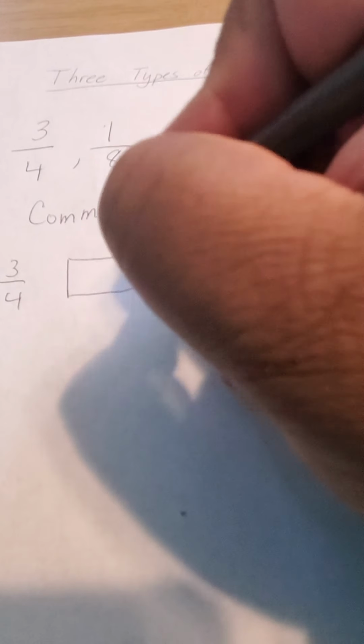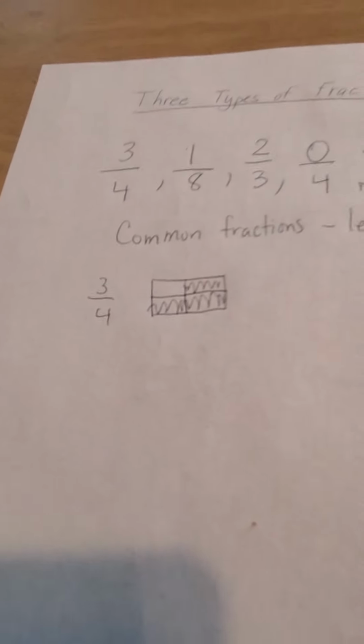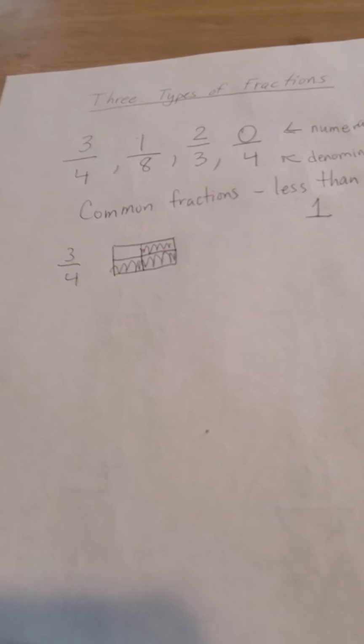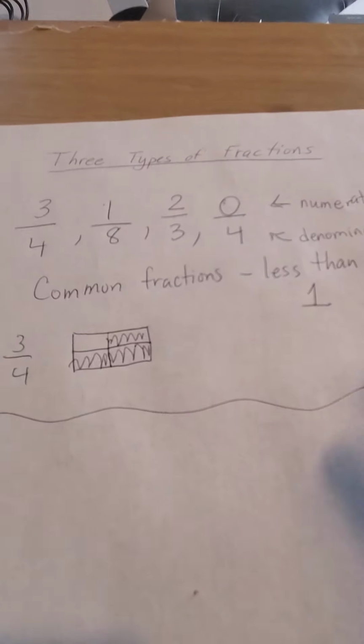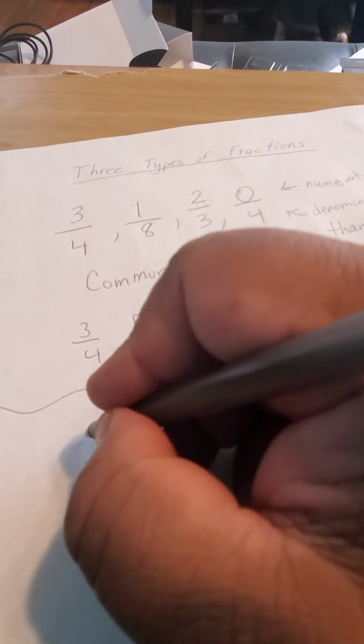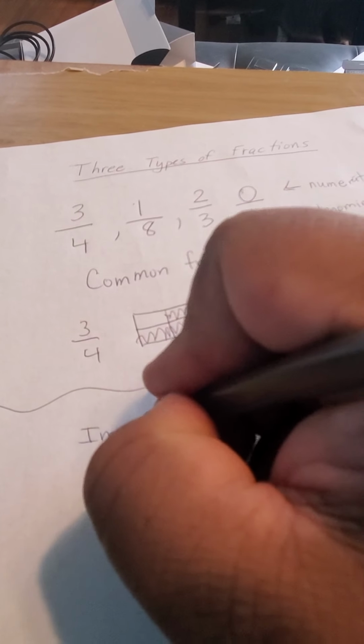If I drew a picture of it, let's say I take 3/4. That's a brownie, one brownie, that's cut into 4 pieces, and I shade in or eat 3 of them. Notice that that's less than 1 whole. Okay? All right, and then we have something called improper fractions.